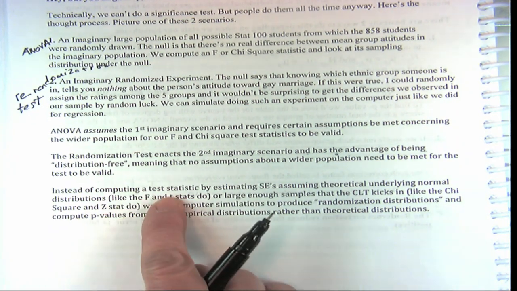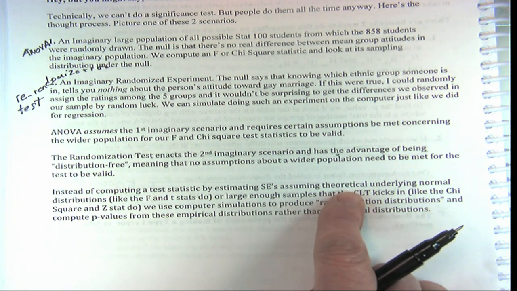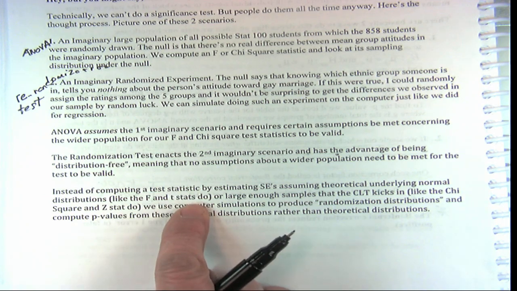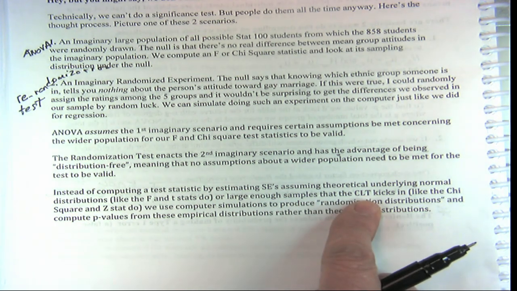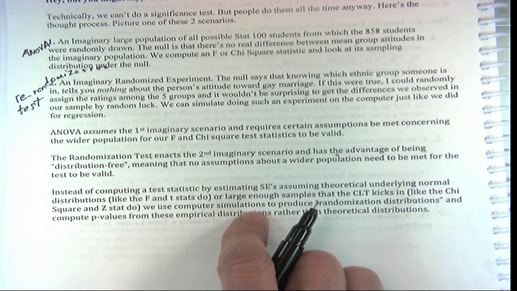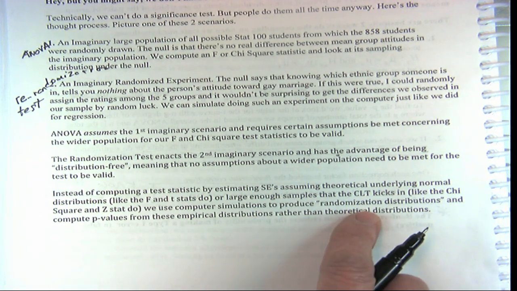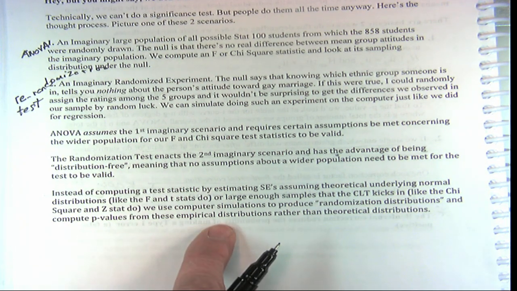So instead of computing a test statistic by estimating standard errors, assuming theoretical underlying normal distributions, which is what we're doing like the F and the t stats do, you have to assume these normal distributions, or large enough samples that the central limit theorem kicks in, and that's when we can do the chi-square and z-test. We just use computer simulations, taking advantage of the computer making these calculations so quickly. This is just beautiful, and you can see what's happening to produce randomization distributions, sampling distributions, and compute p-values from those empirical distributions rather than theoretical ones.